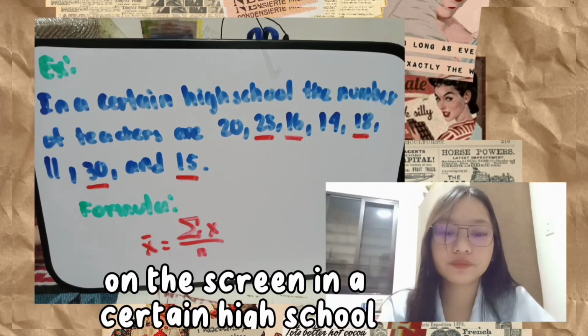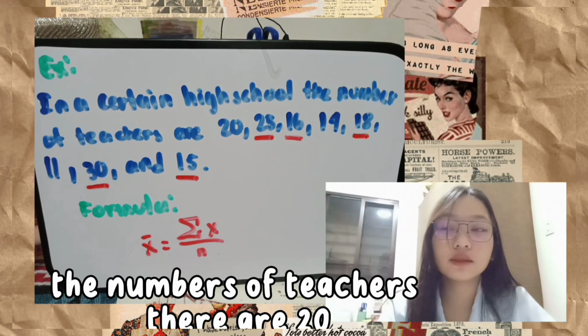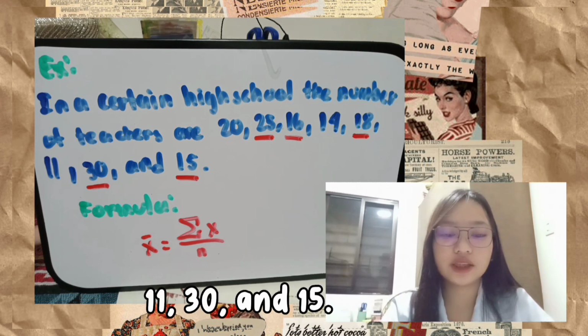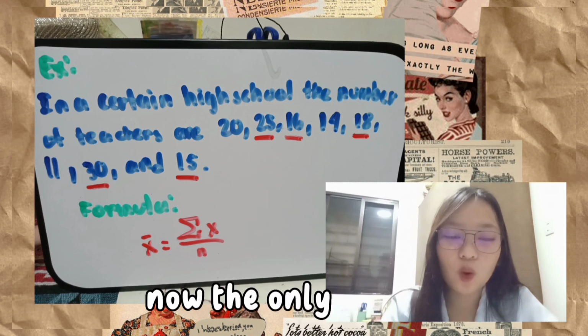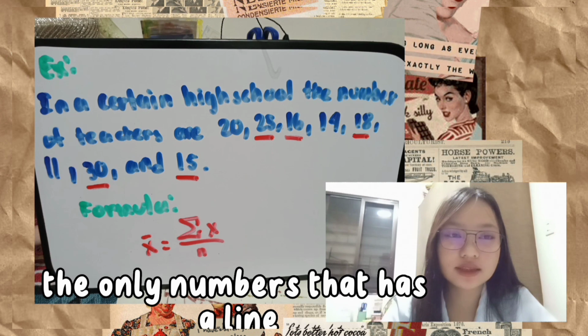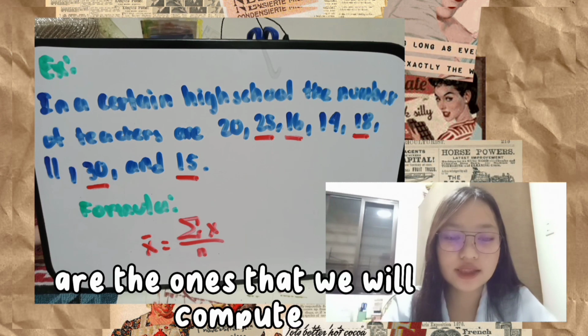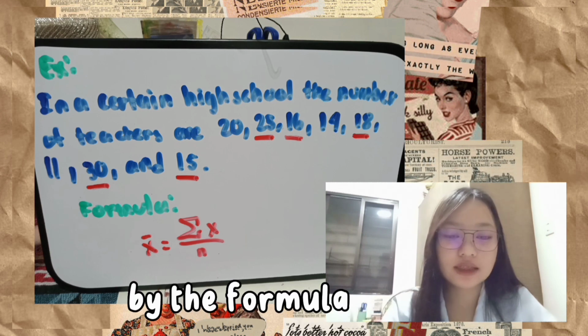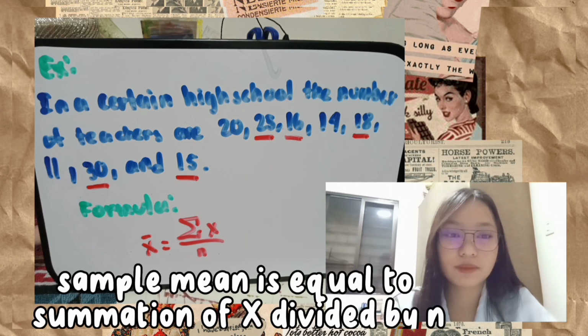On the screen, in a certain high school, the numbers of teachers there are 20, 25, 16, 14, 15, 11, 30, and 15. Now, the only numbers that have a line are the ones that we will compute. By the formula, sample mean is equal to summation of x divided by n.